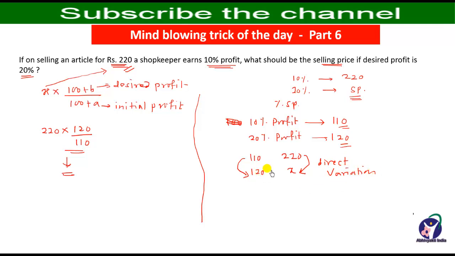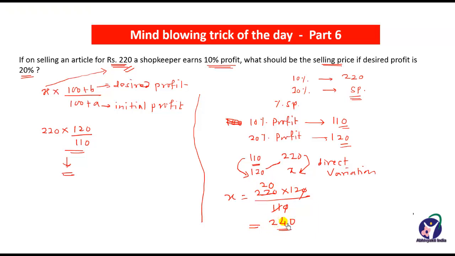So in this case we multiply these two and divide by the first, and so we get x is equal to 220 multiplied by 120 divided by 110. This will get cancelled. 11 twos are 22, 0. So it will be 12 plus 20, so it is 240. So the selling price with a desired profit of 20% will be rupees 240.